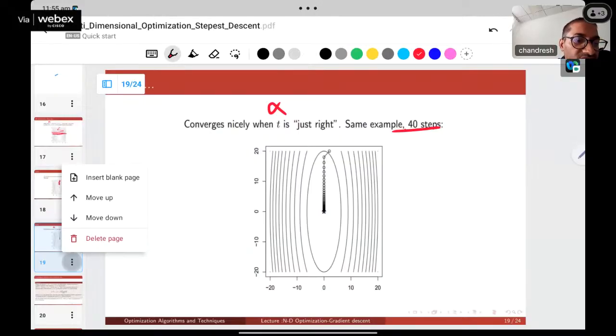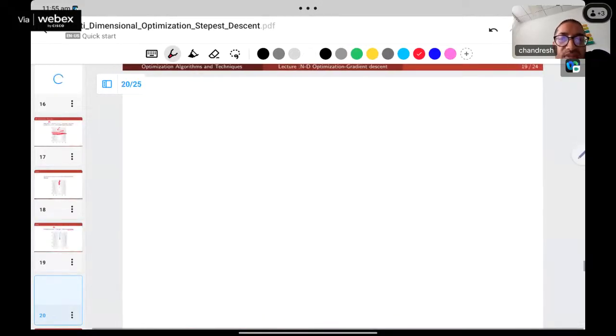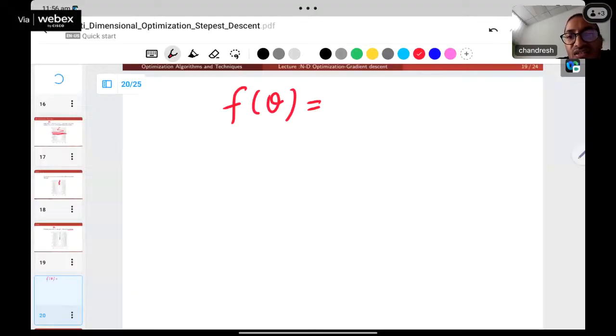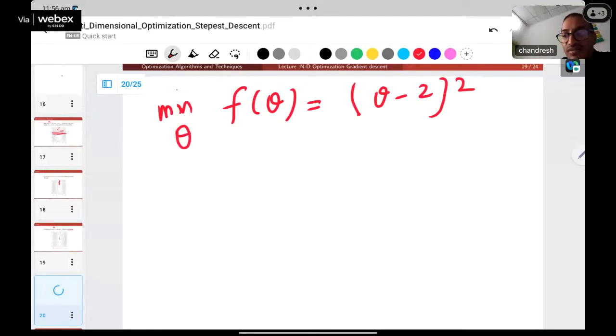As an exercise, I hope all of you can take out some papers and do this exercise. I'm going to write a function f(theta) equal to (theta minus 2) squared. You optimize this function with respect to theta and give me the gradient descent update rule. All of you, as an exercise, do this.